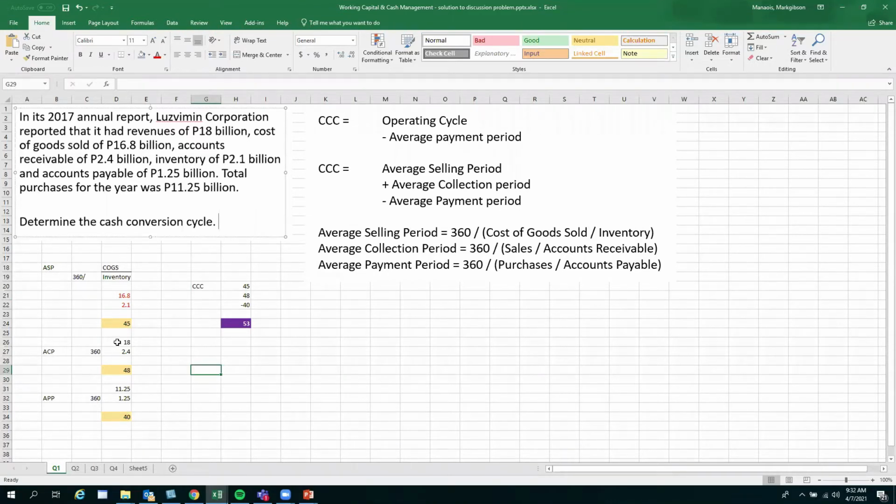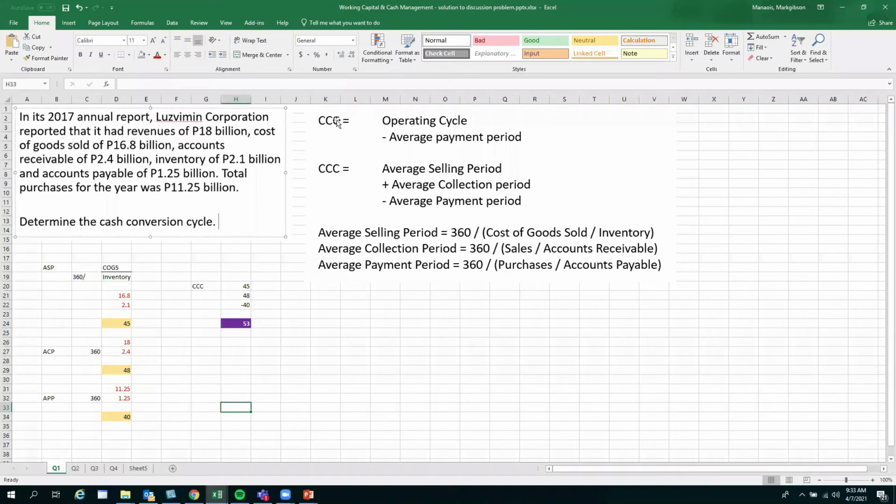How much is your sales? Given then, it's 18 billion. That's your revenue, no? And your accounts receivable is 2.4 billion. So, kunin ulit natin yung formula. It's 48 days. Okay, so next is your average payment period. Average payment period, it's 360 over purchases and AP. Given ang purchases, yes, 11.25, over your accounts payable, 1.25 billion. So, the answer is 40 days.